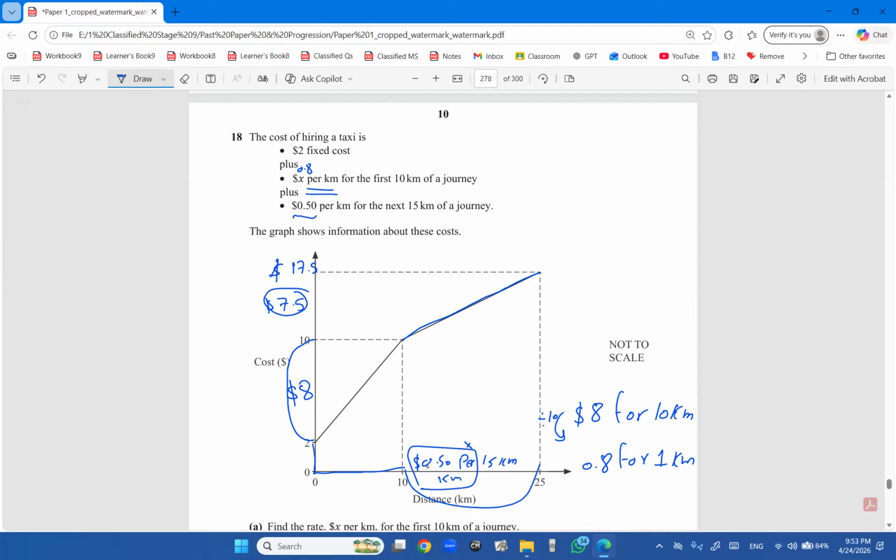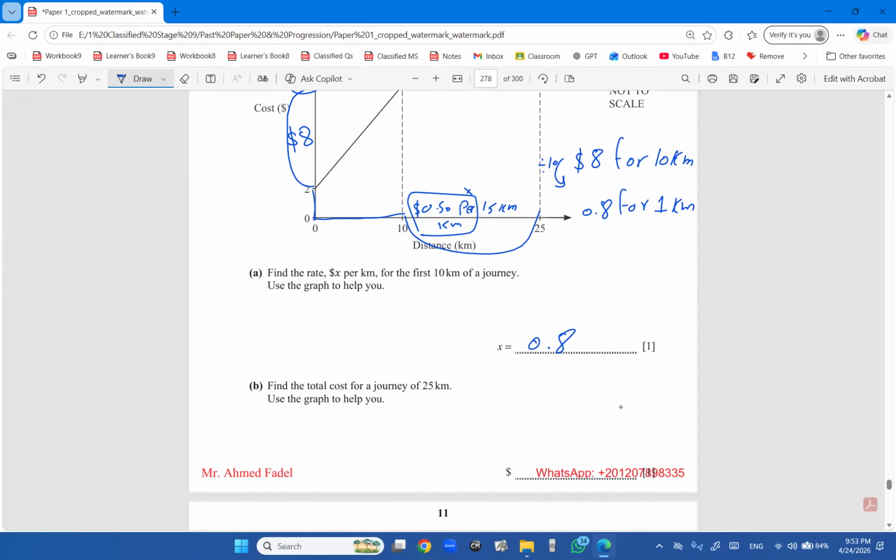Again, they told you that it's half per kilometer for the next 15 kilometers. So the next 15 kilometers in total cost $7.5. 0.5 per kilometer times 15 kilometers is going to give you 7.5. So all of this is 7.5, added to the 10 is going to give you $17.5.